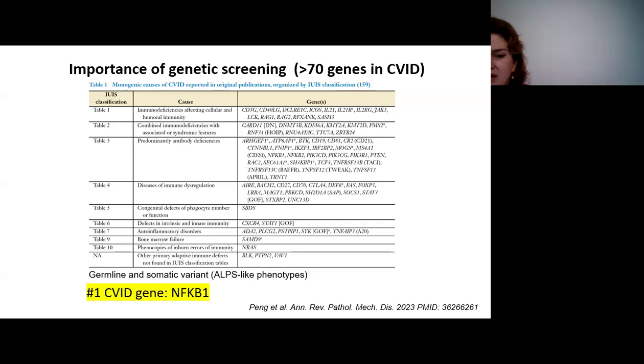NFKB1 is the most common gene currently, based on the European cohort. So if you see an NFKB1 in your report and it is a variant of uncertain significance and it's a CVID patient, don't pass it. Think about that variant, because NFKB1s are often going to be VUSs.